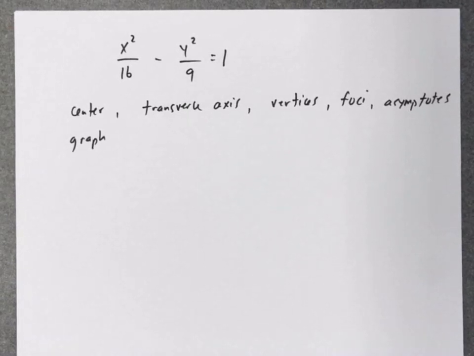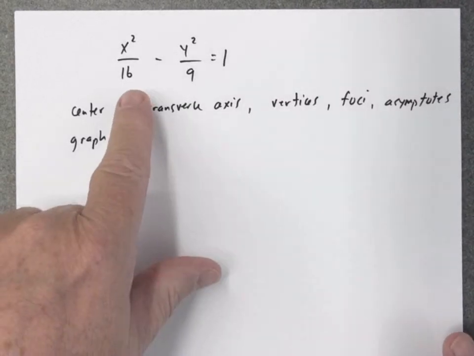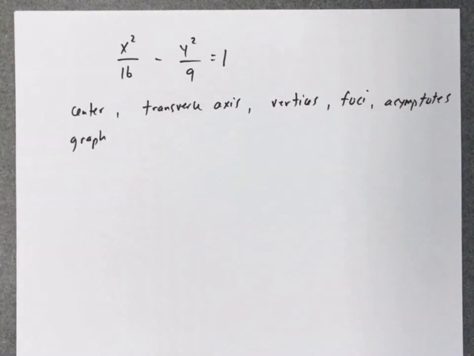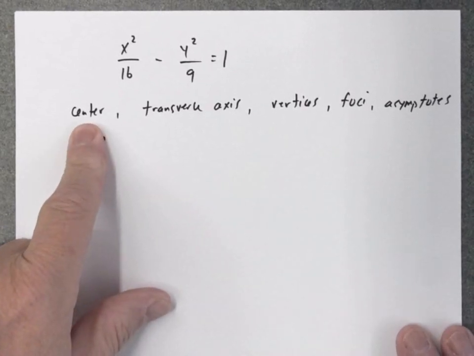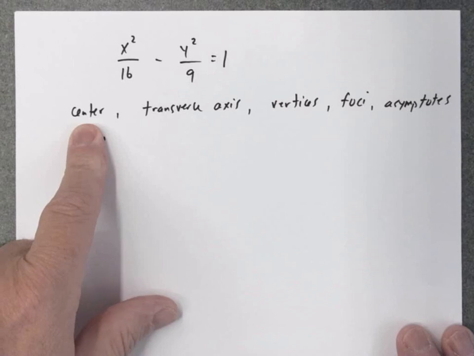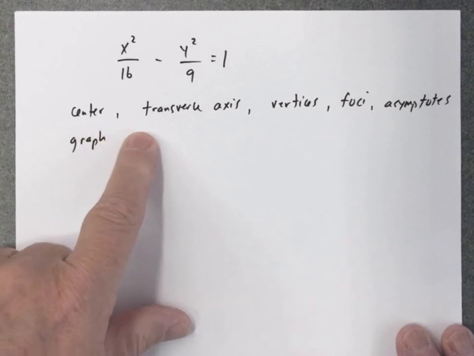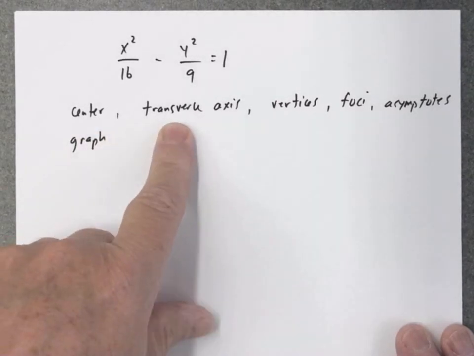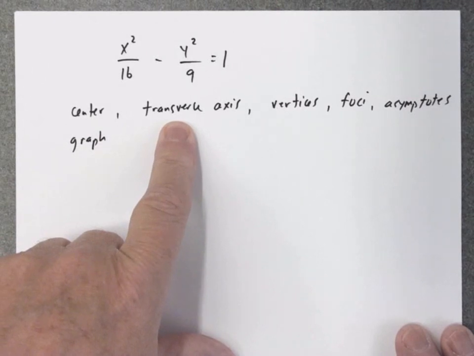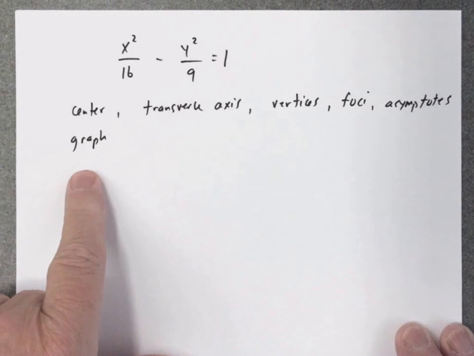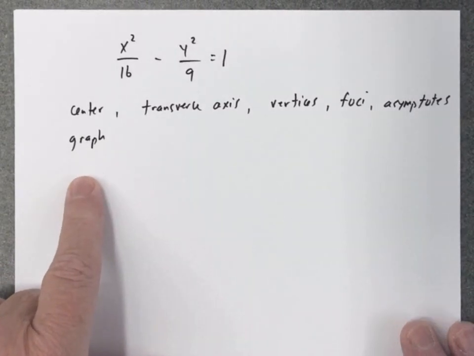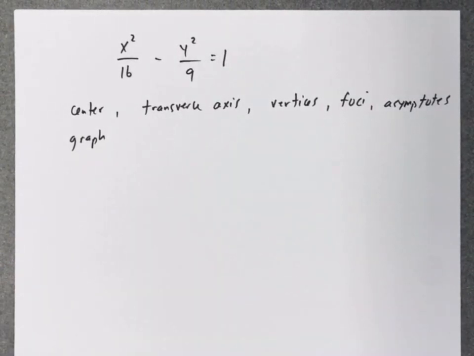We are now going to look at some problems involving hyperbolas. So just to save a little bit of time, we're going to start with looking at an equation of a hyperbola and we're asked to find all these things: to find the center, the transverse axis, the vertices, the foci, the asymptotes, and then to make a rough sketch of the graph.